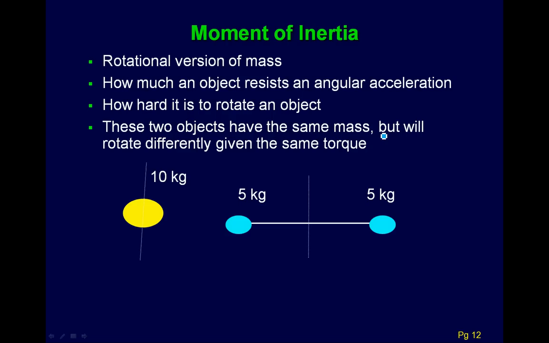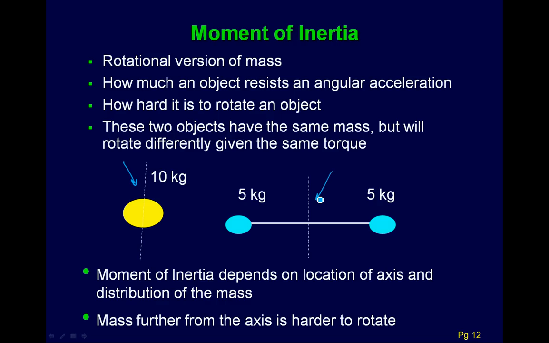Here we have two little objects. They both have the same amount of mass, but the mass is distributed differently. In this picture, they're rotating about this little dotted line, which is the axis of rotation. The moment of inertia depends not just on the mass, but on the location of the axis and the distribution of the mass. And in general, mass further from the axis is harder to rotate.